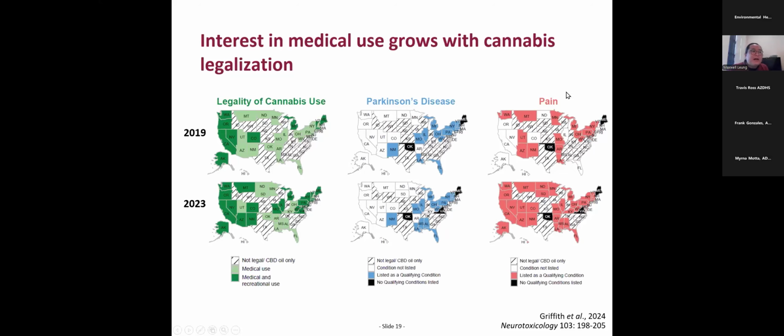Pain is a condition that is probably the number one group. They're more studied too, and this is also the group that most states, as you can see in the color, are listing as a qualifying condition, across the board.